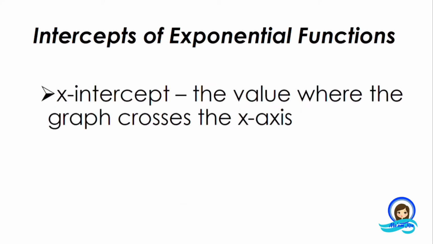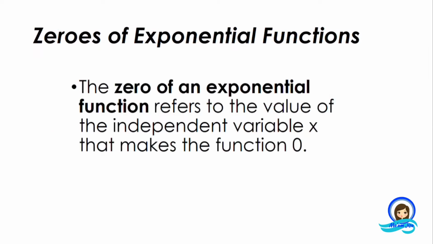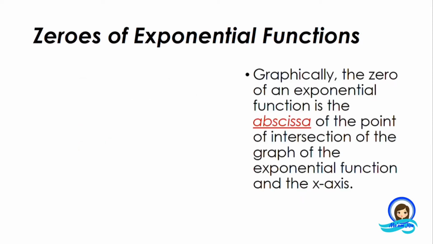With regards to the x-intercept, this is the value where the graph crosses the x-axis. It is also known as the zero of an exponential function, and this refers to the value of the independent variable x that makes the function 0. Graphically, the zero of an exponential function is the abscissa, or the first value, or the x value, of the point of intersection of the graph of the exponential function and the x-axis.